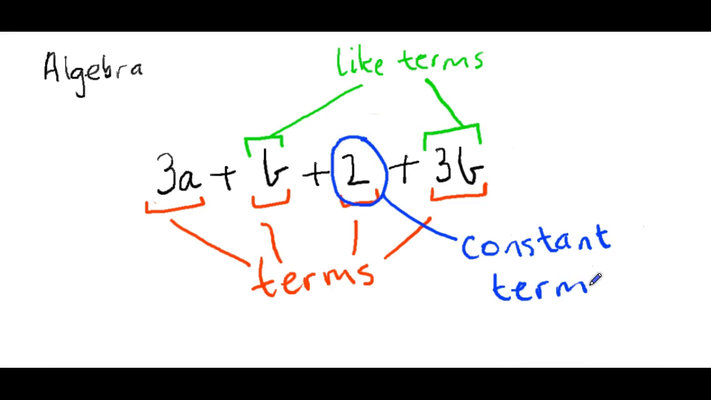Now, just to go over what we've just done, terms are separated by negative and positive signs. Like terms have the same letter part, or we call pronumeral, which we'll cover in a sec. So this is b and this is 3b. And the constant term has no letters associated with it. So it's a constant term.